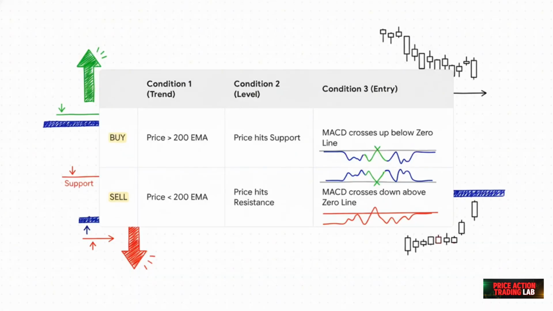Here it is, the whole thing laid out on one table. This is your complete blueprint. For a buy, you need the price above the 200 EMA, you need a bounce off a support level, and you need that bullish MACD cross below the zero line. And for a sell, you just flip everything on its head: price below the 200 EMA, a rejection from a resistance level, and a bearish MACD cross above the zero line.